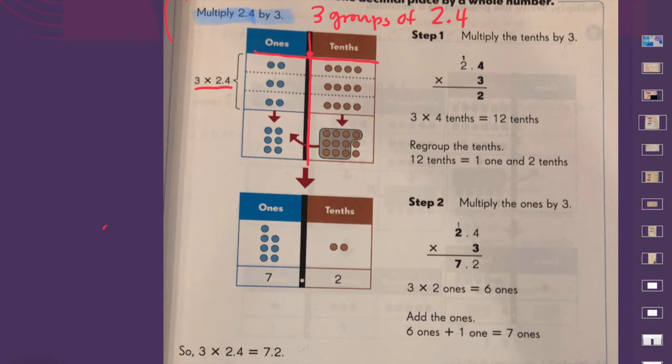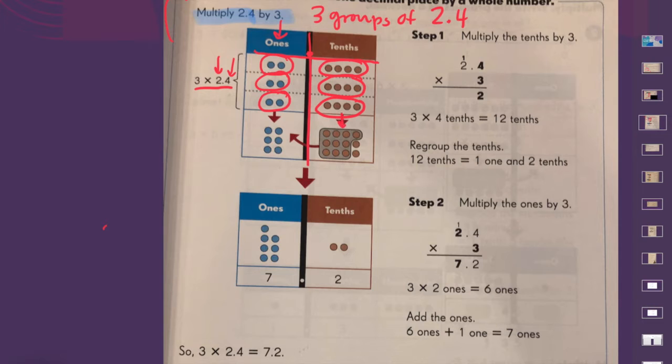So we would have, in our ones place, 3 groups of 2, because there are 2 ones in our decimal. So here's 1 group of 2, 2 groups of 2, 3 groups of 2, and then we would need 3 groups of 4/10. So here's 1 group of 4/10, 2 groups of 4/10, 3 groups of 4/10. So we can kind of see on our place value chart what that looks like.